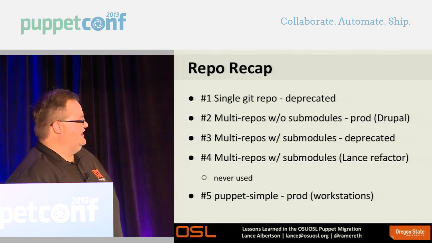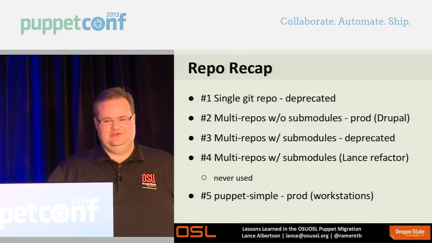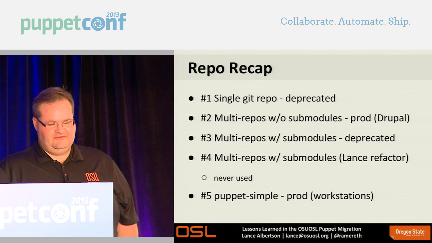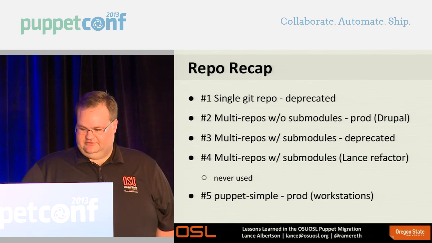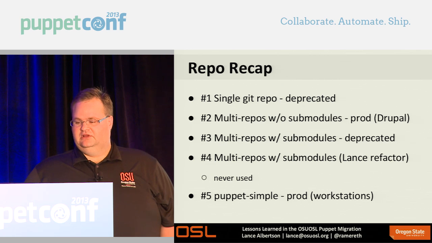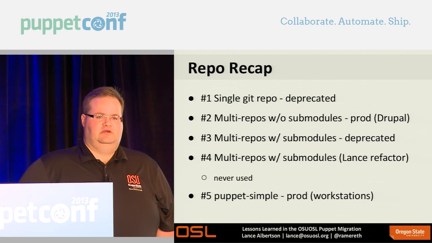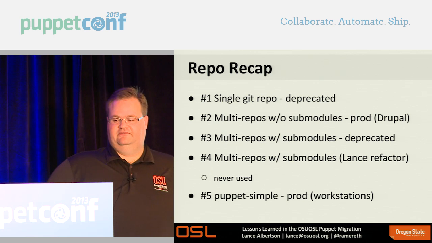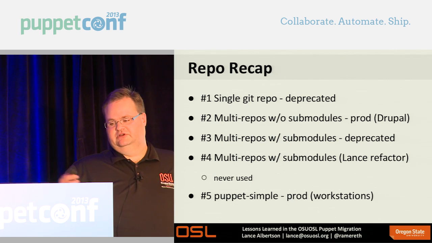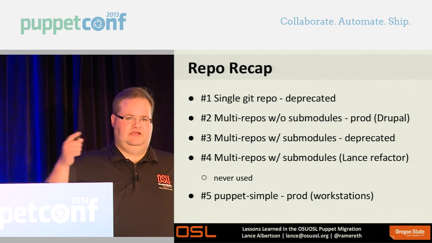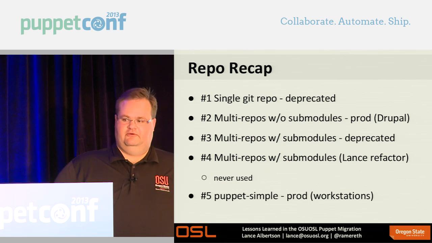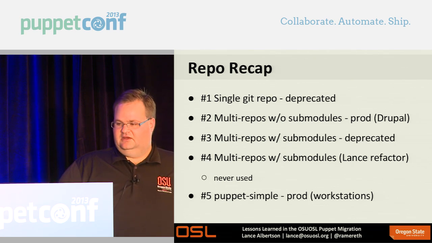So to give you a recap of the repository madness we had, we ended up with 5 different repositories, and 2 of them are still in production. We deprecated the one that we had the workstations originally on, and then we still have the workstations on there. So eventually we're going to move Drupal over to Puppet Simple or something like that for them, and hopefully fix that whole mess and so forth.